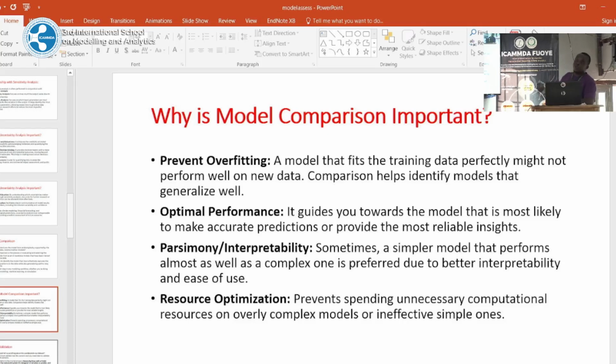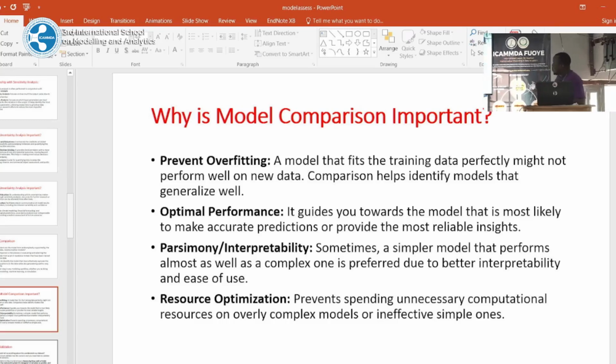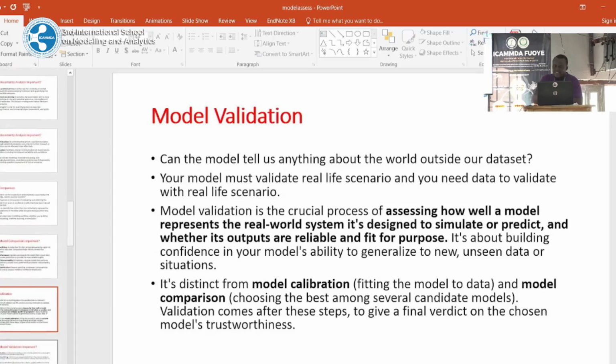Now, when you use a complex model, I was telling you the other day that it's difficult to track. But if you are finding that the result of a simple model is performing almost as well as a complex one, then why do you bother yourself? So resource optimization prevents spending unnecessary computational resources on overly complex models or ineffective simple ones. So those are the reasons why we carry out a model comparison.